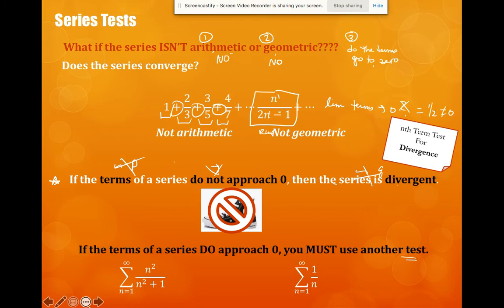For instance, look at these two. So the first thing you ask yourself, is it arithmetic? No. Is it geometric? No. That's 1 and that's 2. 3, look at the terms. The limit of the terms is 1, right? Even powered is 1, which does not equal 0, therefore diverge by the nth term test.